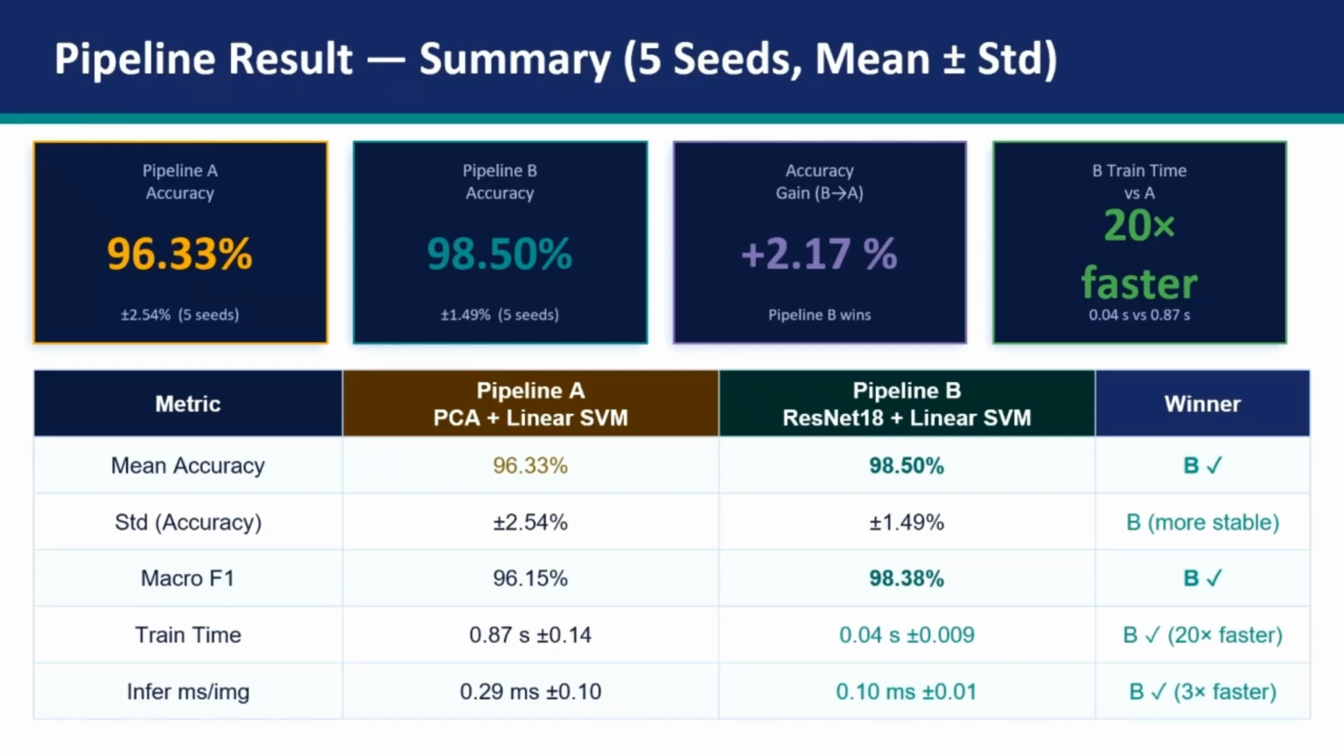We have the results that are run on 5 or 6 seeds. Pipeline B outperformed pipeline A on every single metric. Accuracy improved from 96.33 to 98.5%. For F1 score, it follows the same: pipeline A with 96.15, and pipeline B 98.38. Pipeline B trains 20 times faster at 0.04 seconds compared to 0.87 seconds and runs 3 times faster at inference. Pipeline B is the clear winner, more accurate and more efficient.